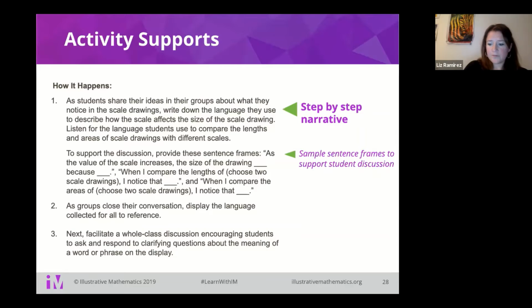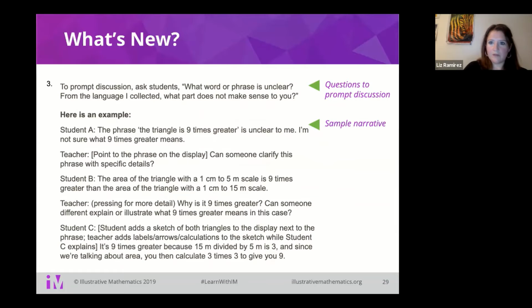Teacher questions to prompt student discussion. And many of the supports also include a sample narrative that paints a picture of what this could look or sound like in a classroom. There's an example there. And in some cases, there's also some suggested guidance for students who may need additional support. So in this case, if students continue to have difficulty, there are some instructional strategies that teachers can follow.